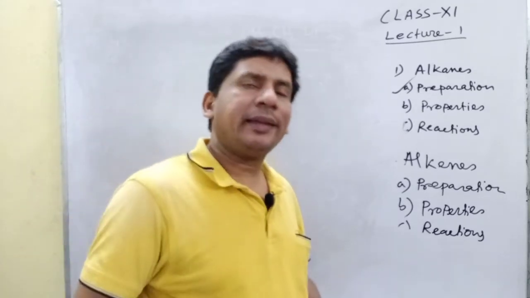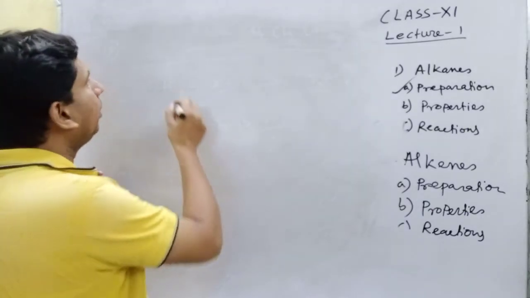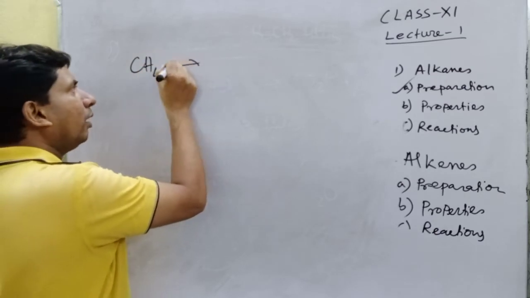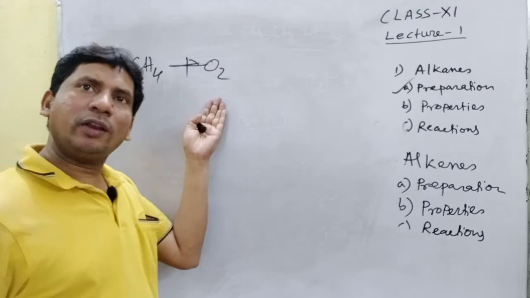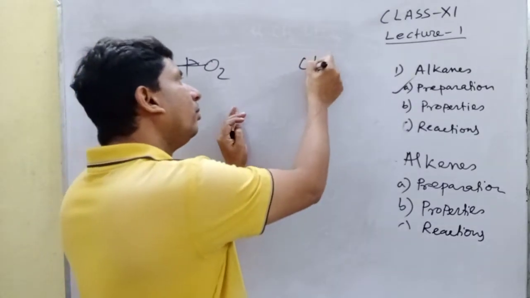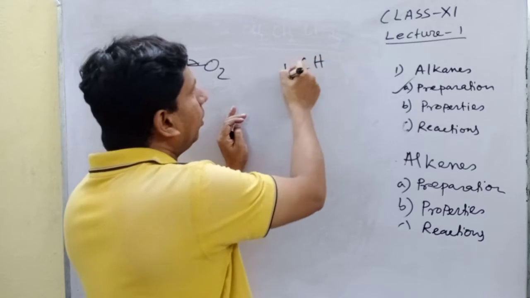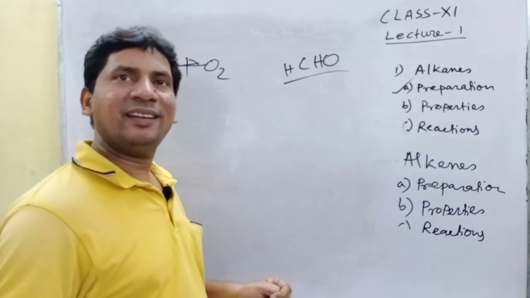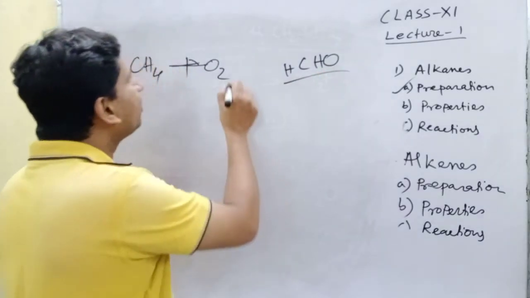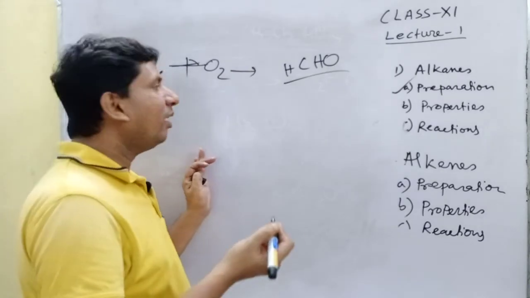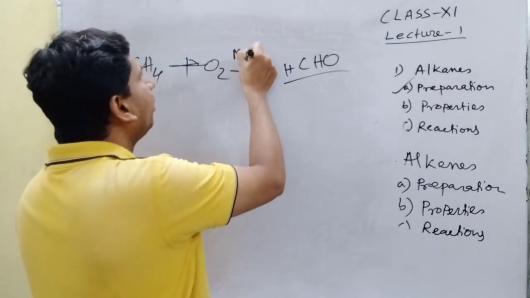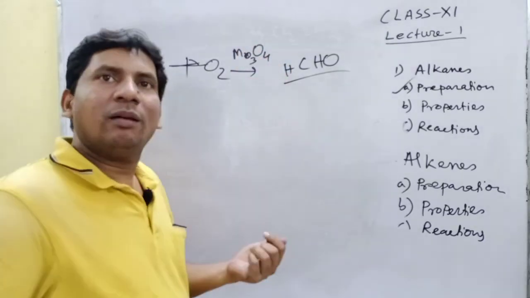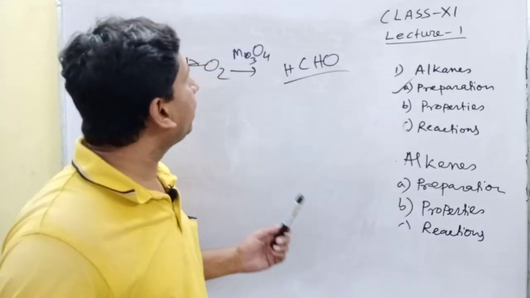But now, catalytic oxidation. What is this? That means we will use a catalyst in presence of oxygen. Then we can get HCHO. What is this? This is formaldehyde. Now how can we get it? In presence of manganese dioxide or molybdenum oxide. So in this way we get catalytic oxidation.